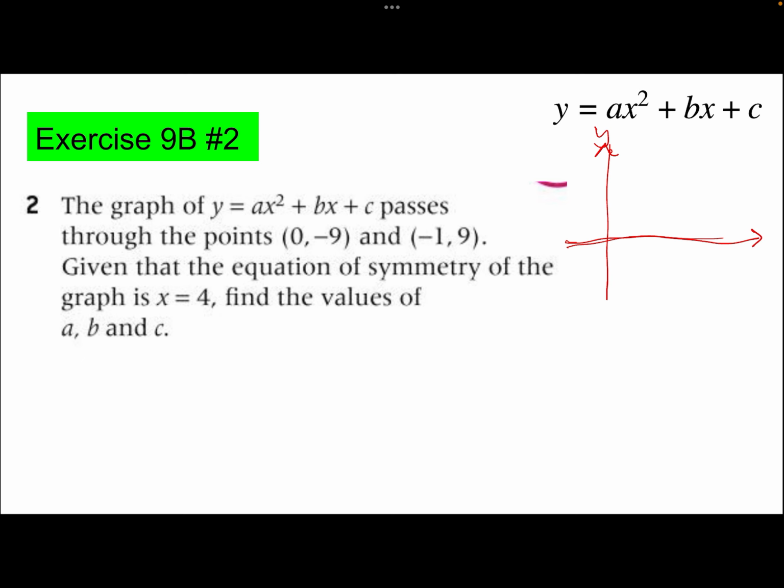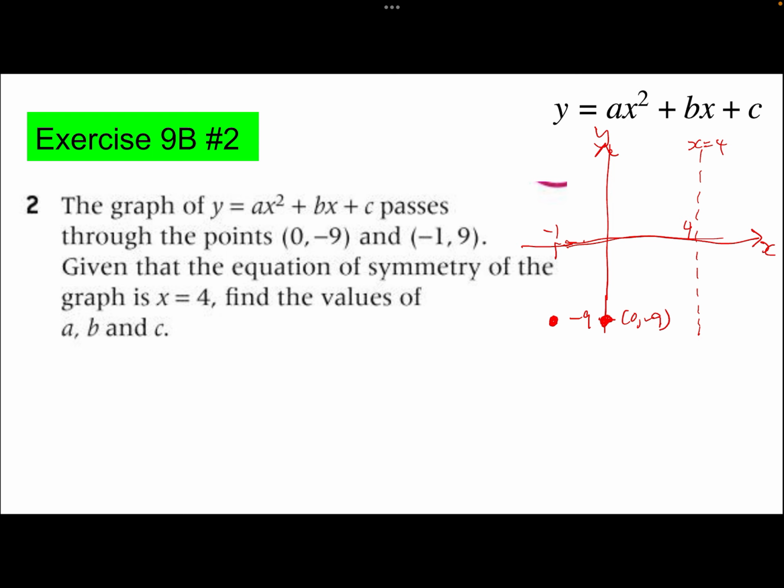So this is y, this is x. Now it passes the points 0 and negative 9, so here will be 0 and negative 9, and it also passes through negative 1 and negative 9, so probably somewhere about here as well. Let's say if this is negative 1, right? And we know that the axis of symmetry is x equal to 4, so it's somewhere about here. So this will be x equal to 4 here.